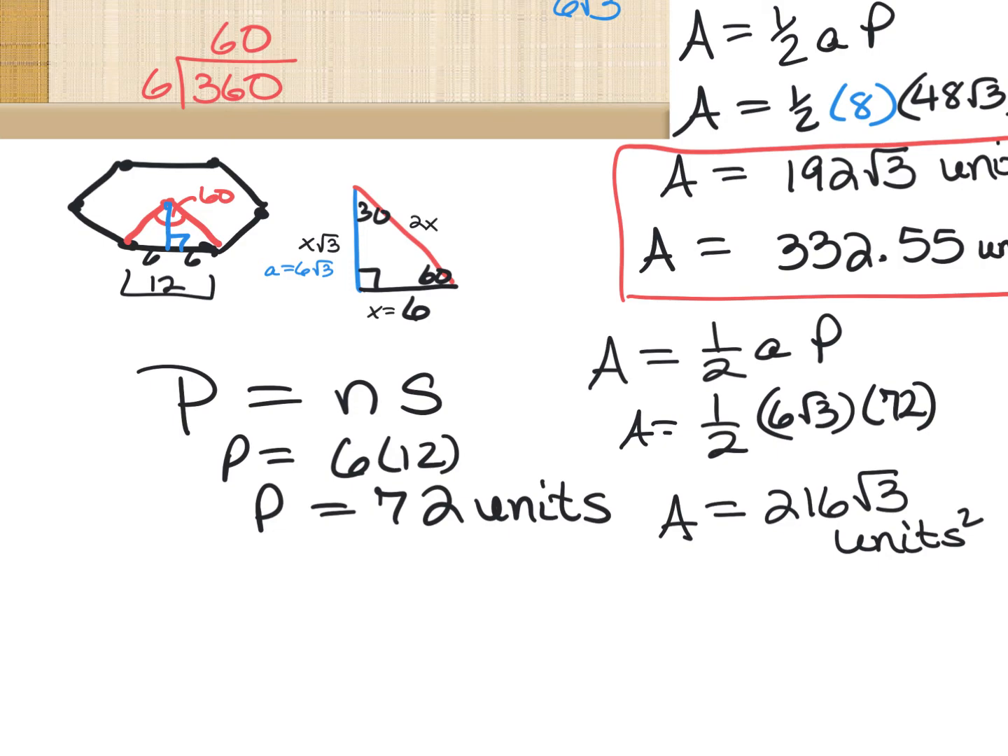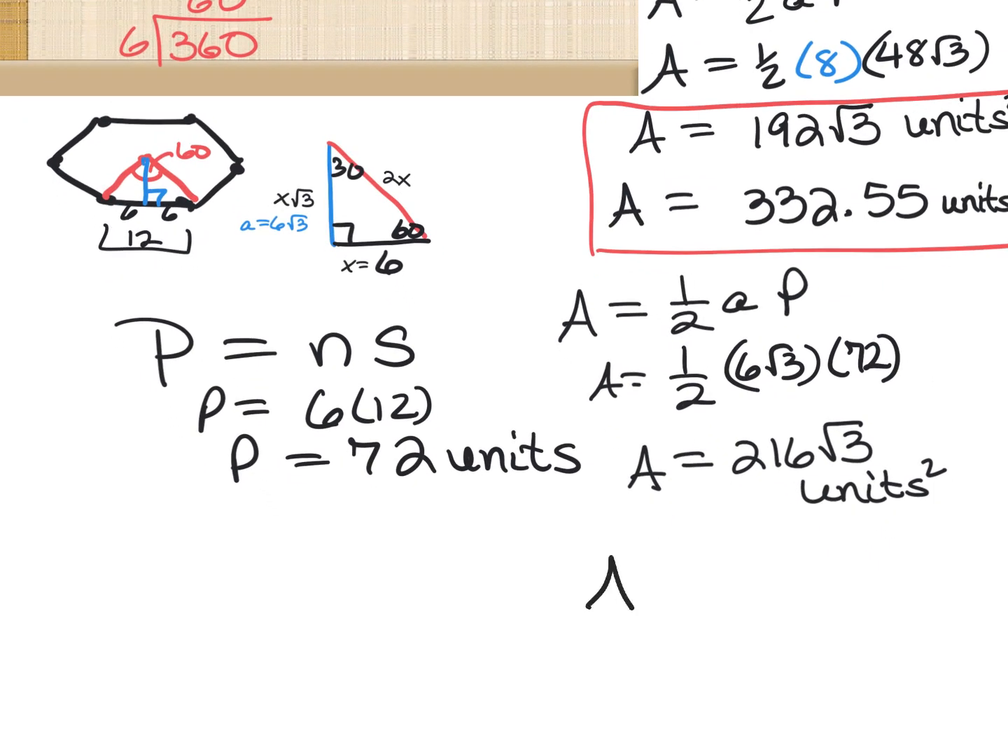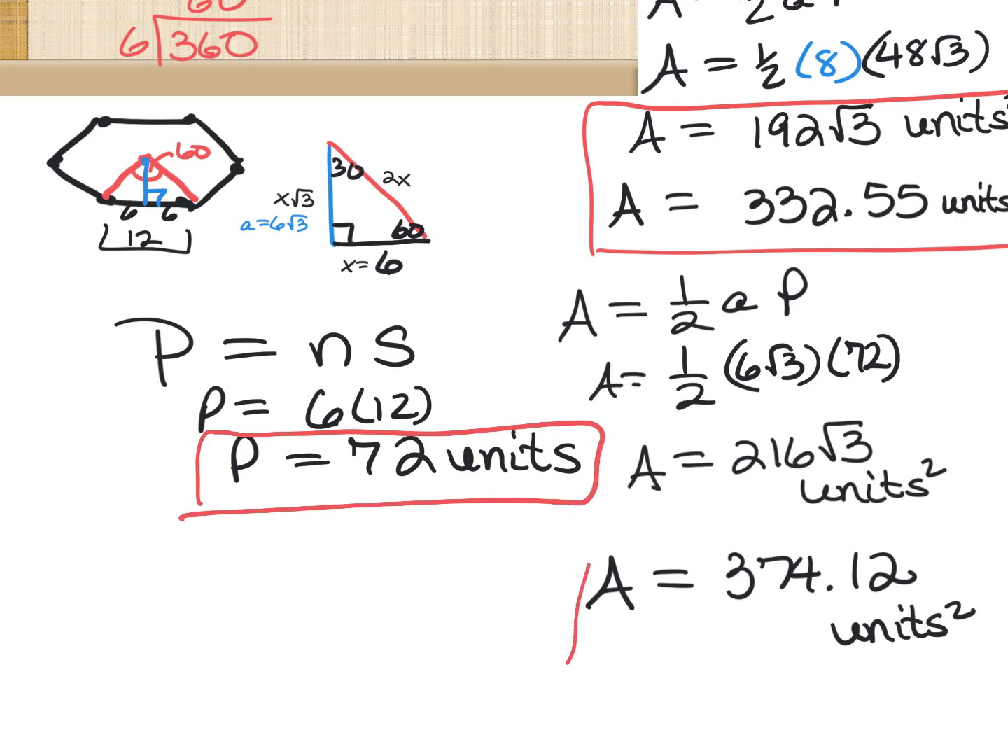I'm going to go ahead and use my calculator. 216 times the square root of 3, rounded to the hundreds place, is going to give me 374.12. And this is units squared. So we have the perimeter, and then we have both versions of the area, the exact and the rounded answer to the hundreds place.